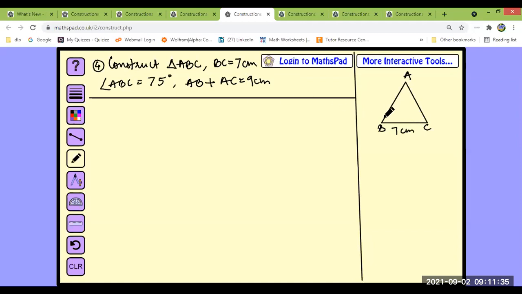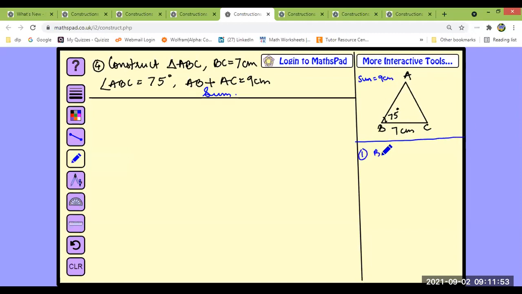Angle B is given to be 75 degrees. And the sum is given. What are we given? We are given the sum. So which type of question is this? This is the first type of question. So the sum is given to be 9 centimeters. Let's start with the construction.